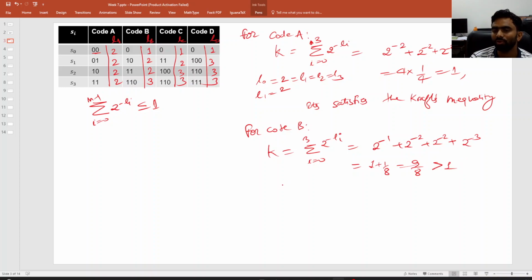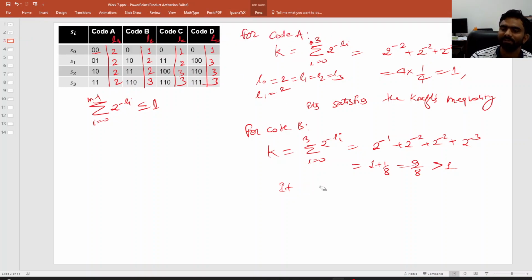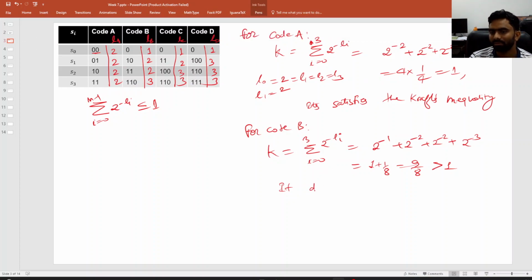So it does not satisfy the Kraft inequality.